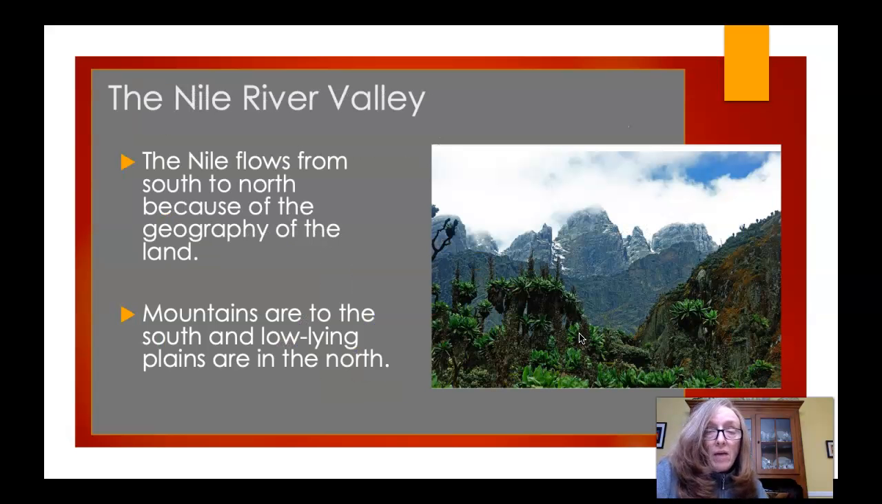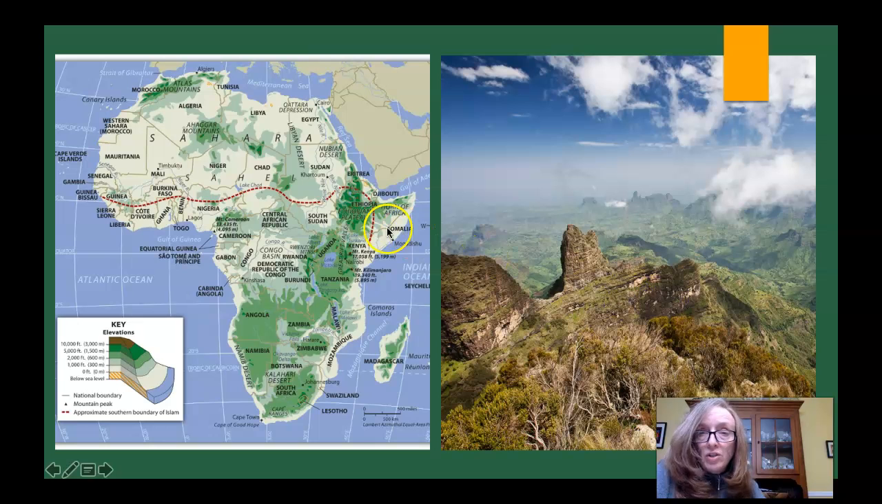So, as we said, the Nile River flows from south to north, and that's because of the geography. It starts in the southern area in present-day Ethiopia, and it is in the highlands. It's a mountainous region, so gravity pulls that water downward to the lower lying plains that are in the north. Here's a picture of those mountains. So here's a topographical map so you can see it.